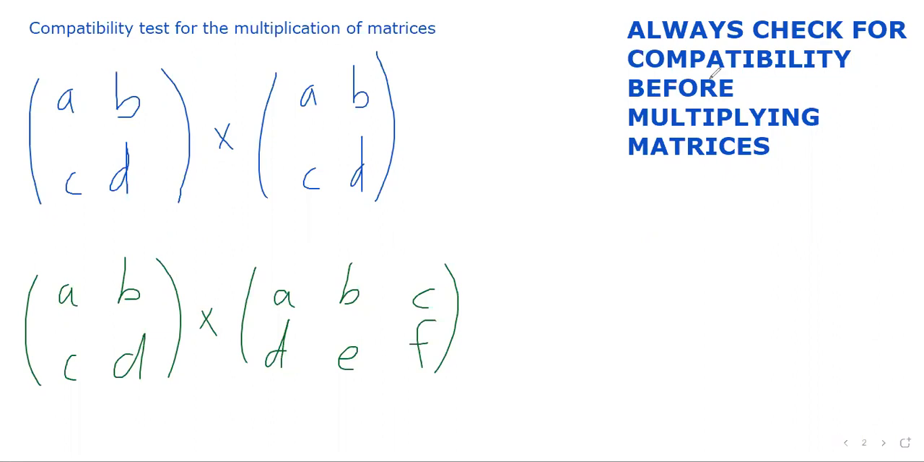You must check for compatibility before you even look to multiply any matrices, right? That's the first thing that you must do. Okay, and it's very simple. To check for compatibility to see if you are able to multiply the matrices or not, the inside numbers must be the same. So I'll show you.